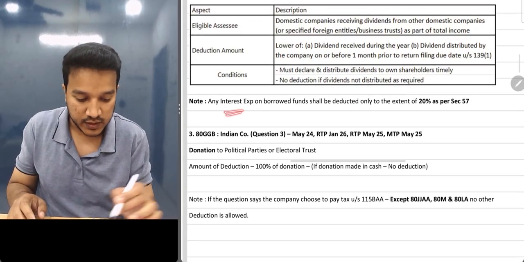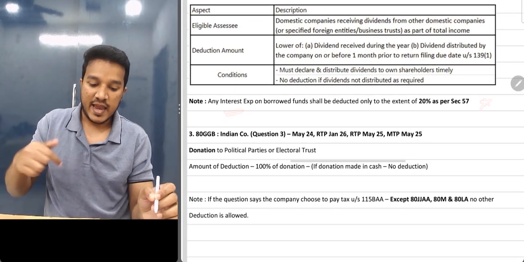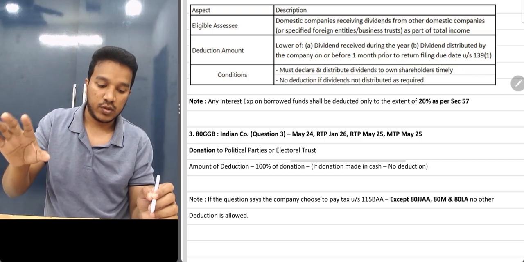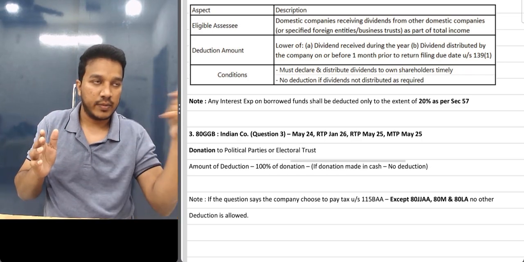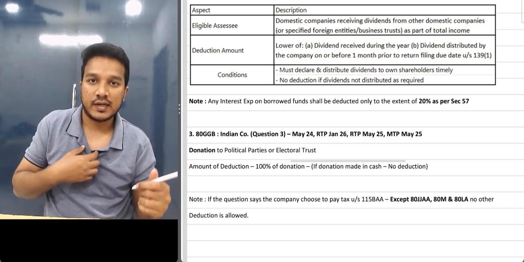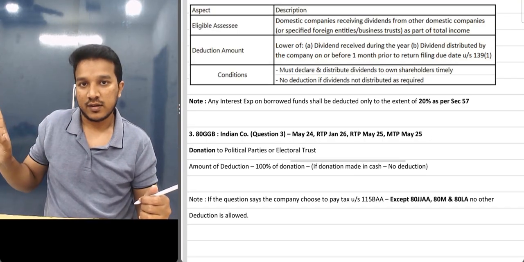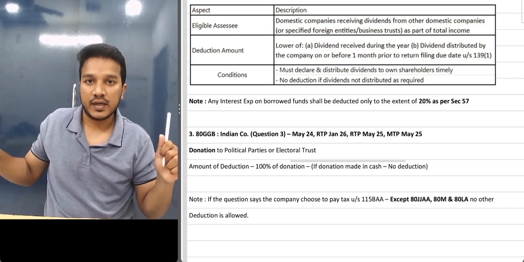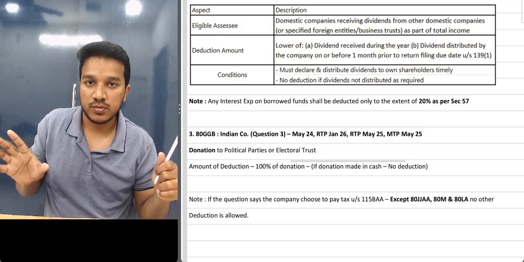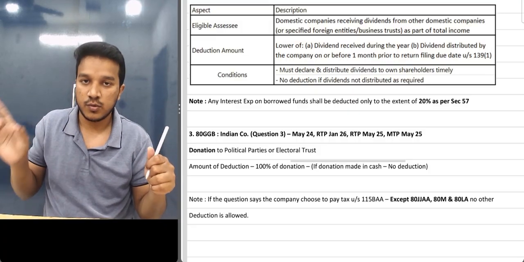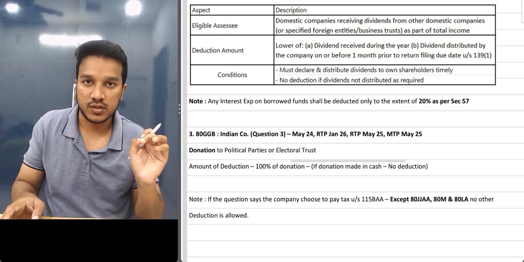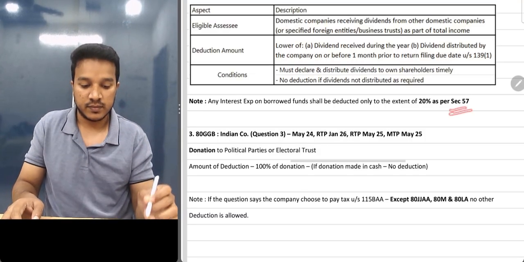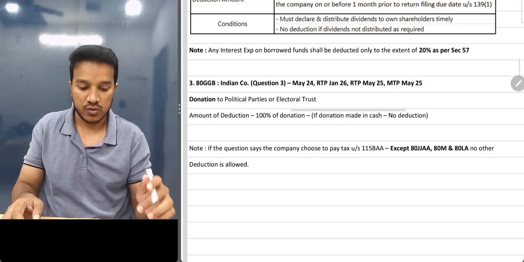And then the most important point, there is a question which says any interest on borrowed funds shall be deducted only to the extent of 20%. See, you get dividend when you make an investment. To make an investment, I took a loan. Now on that I'm paying interest. Here I got dividend and here I'm paying interest. So to what extent am I eligible for deduction? The entire interest amount? No. Up to 20% I'm eligible to claim deduction, under section 57. There's a question. Just do that question and it will be sorted.